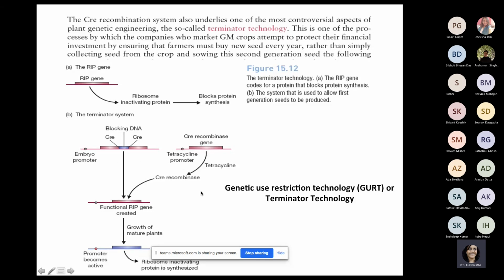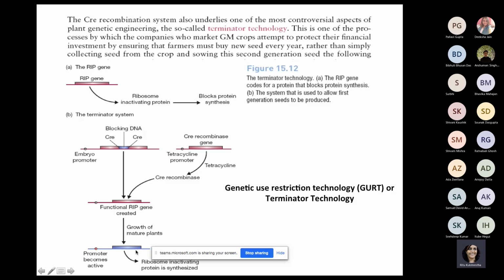So what will happen is that the seeds that develop will have this intervening region removed, and we have a functional rib gene. It means that the seeds being sold to the farmers will have a functional rib gene, and as a result, will they be able to grow the plant? Yes, because this rib gene is under control of a promoter, this embryo specific promoter.